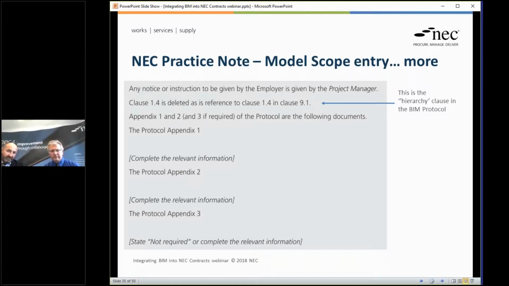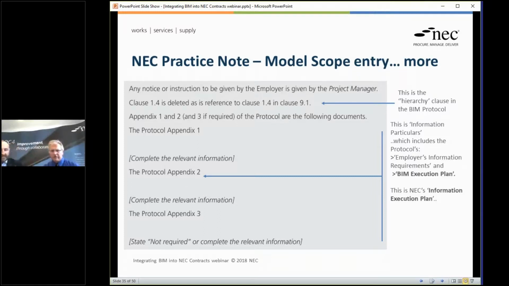And we've actually said to exclude that, to delete it, because the contract already deals with inconsistencies, ambiguities, priority of documents. The contract has a mechanism to resolve. And then the idea is the protocol plus the appendices form that information model requirements.